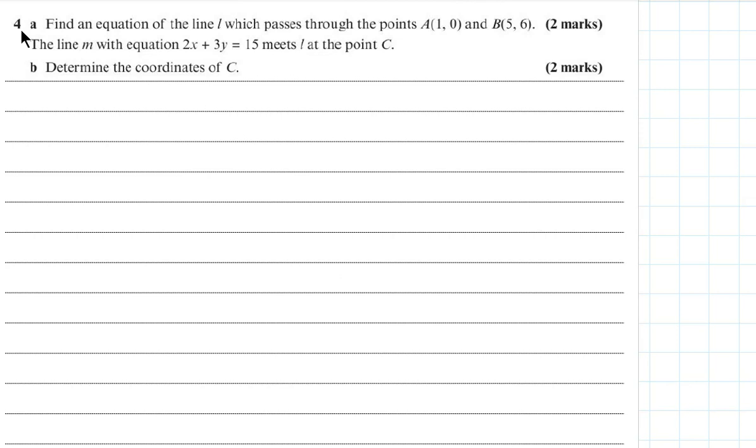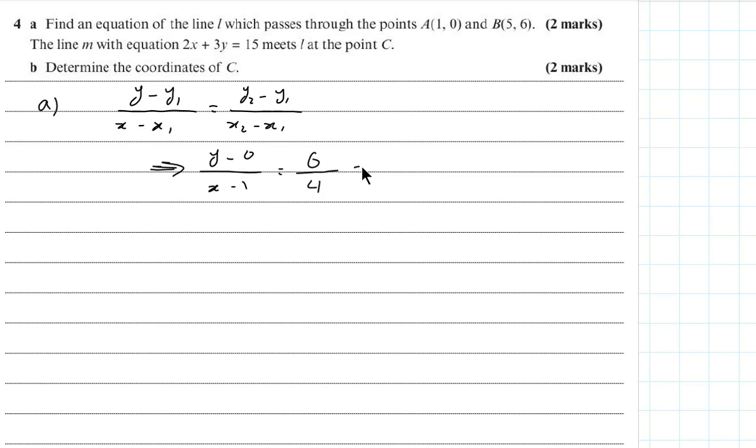Very easy. Question 4a: find an equation of the line L which passes through the points A (1, 0) and B (5, 6). Very nice question. We can apply this formula: y minus y1, which is 0, divided by x minus 1, is equal to y2, which is 6, minus y1, 0. 6 minus 0 is 6, divided by 5 minus 1, which is 4, which can be simplified to 3 over 2, right? And then make cross multiplication.